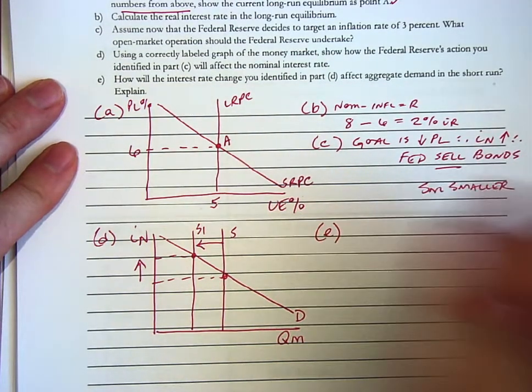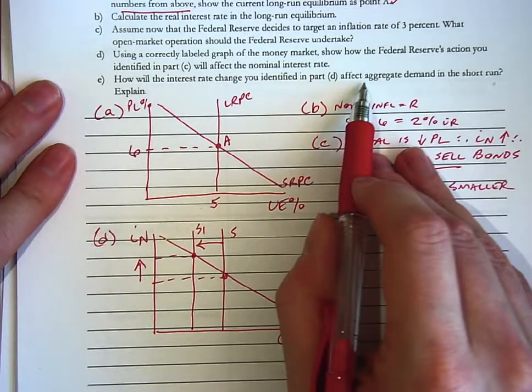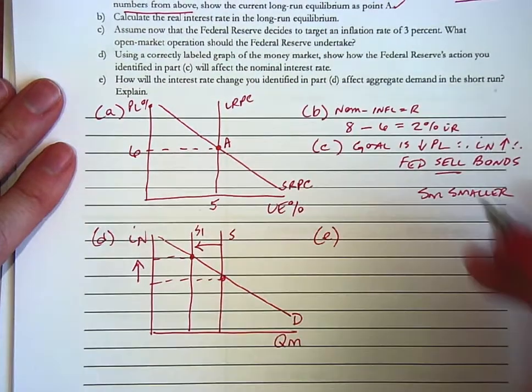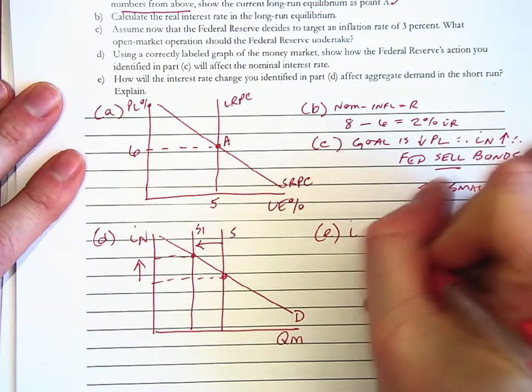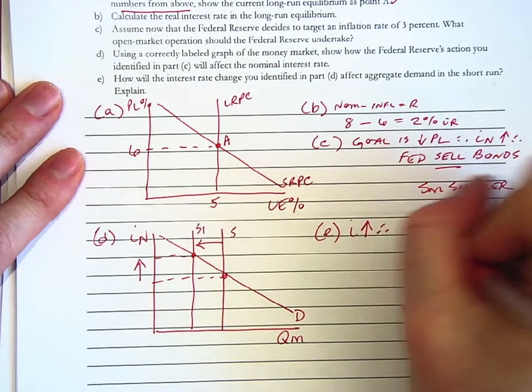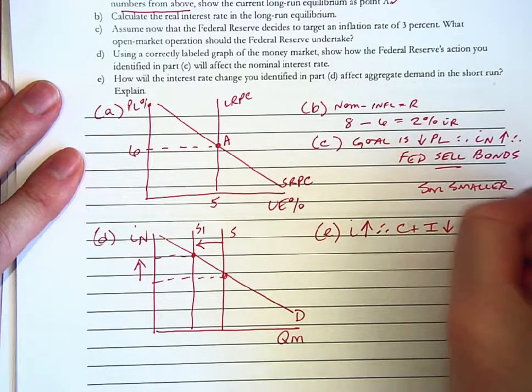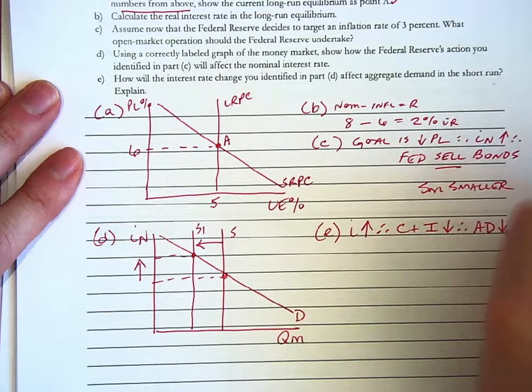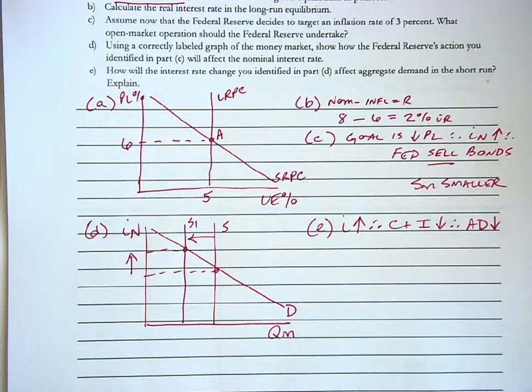Okay, part E. How will the interest rate change you identified in D affect aggregate demand in the short run? Explain. Well, that's an easy one, right? If i goes up, C plus I will go down, therefore aggregate demand will go down. All right, so hopefully this helps you. I'll see you next time.